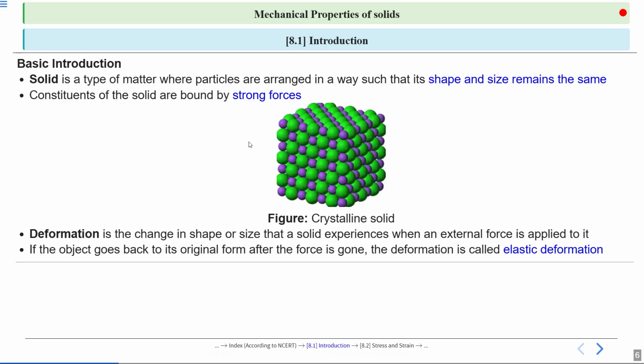If a solid returns to its original shape after the force is removed, we call this elastic deformation. This property is essential for materials that need to absorb energy and then return to their original form, like rubber bands or springs. Elastic deformation is a key concept in designing materials that can withstand stress and strain.